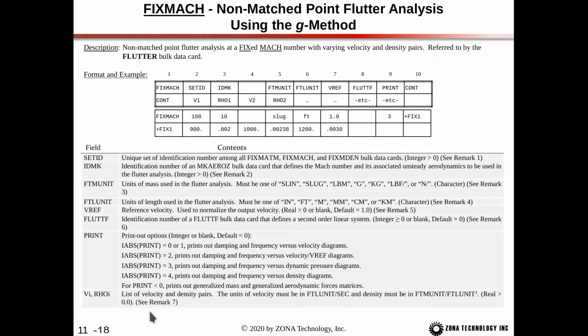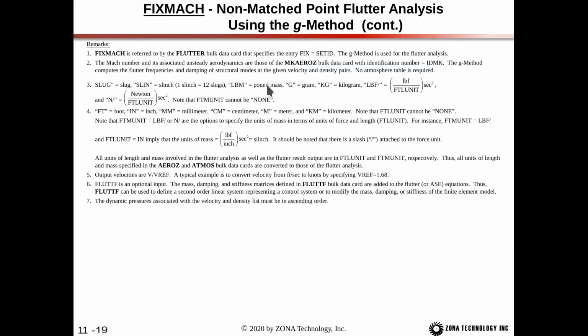So this is the list of velocity and density pairs, and the units are in the analysis units, specified by FTM unit and FTL unit. Furthermore, the resulting dynamic pressures must be increasing. So in our example here, you can see that V and rho are both increasing as we move along, which means our dynamic pressure is increasing. So you start with the lowest dynamic pressure, and then you go towards the higher dynamic pressures. And we've already talked about all of that.